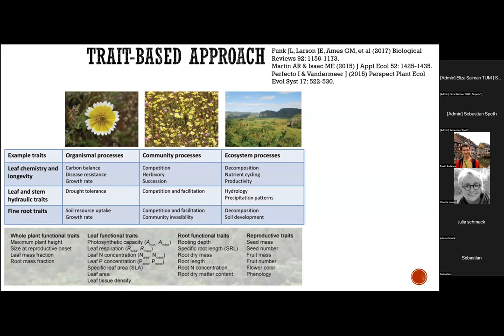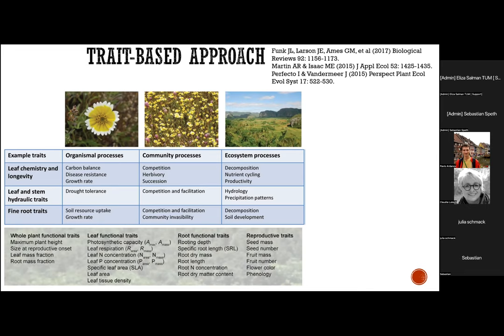How do we translate these processes into our design? For that, we use functional trait ecology. In this field, the interaction of a species is predicted as a result of physiological, morphological, chemical, or phenological characteristics, which is related to timing. Whatever tool for designing a cropping system you use, you often find some traits. For example, maximum plant characteristics, type of root system, some functional characteristic of this root system, some reproductive traits.